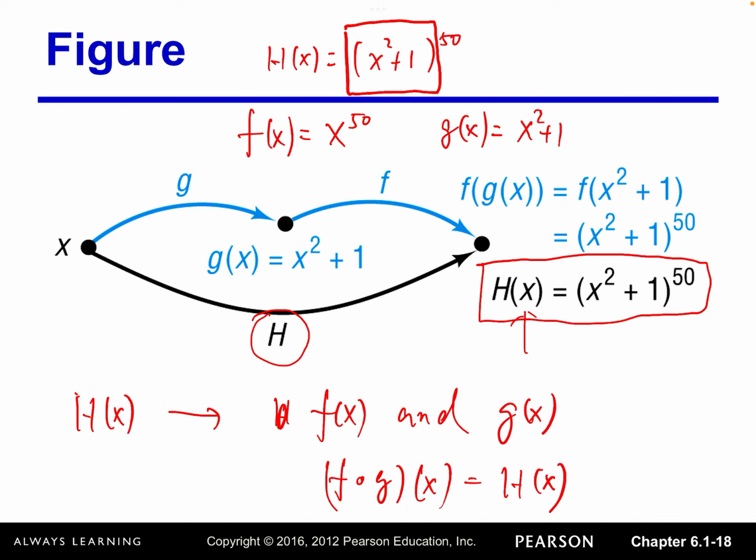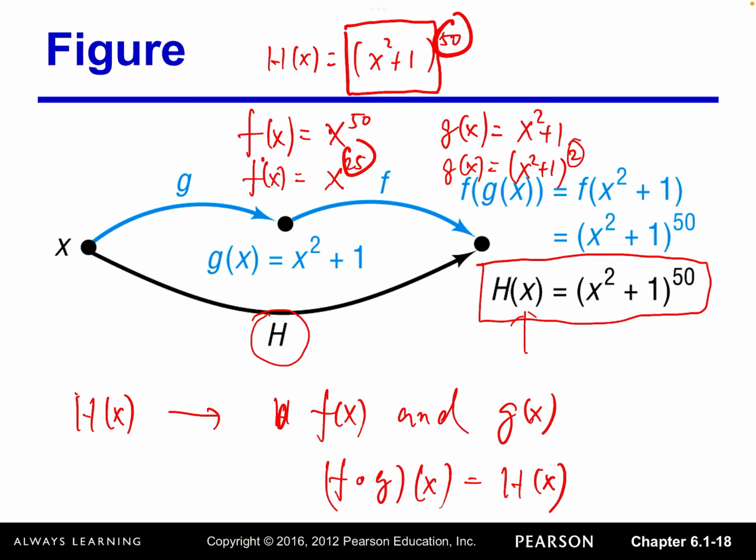So when f composed with g replaces x by g of x, we get h of x. That's one way to decompose it. Actually, there are many other ways to decompose it. For example, you can consider f of x equals x to the 25th power, and then g of x correspondingly is (x squared plus 1) raised to the second power. So f composed with g can get h of x. Just manipulate the exponents. Make sure when these two multiply, we get 50.